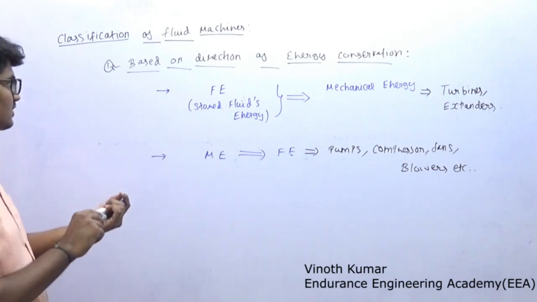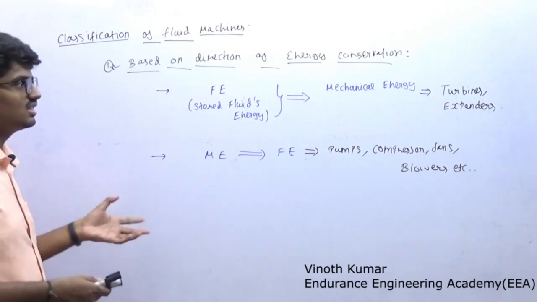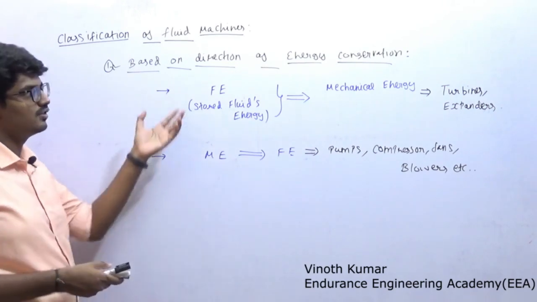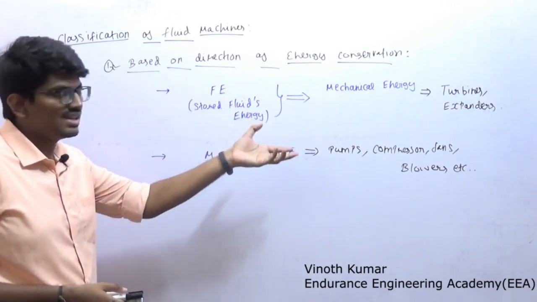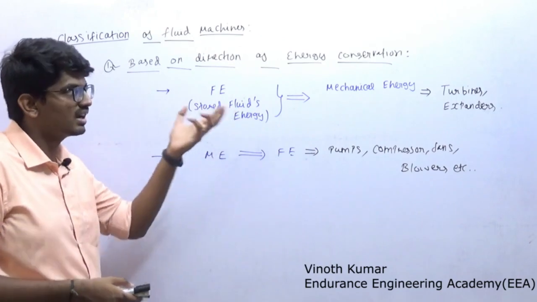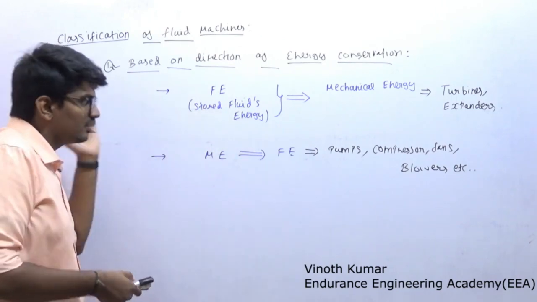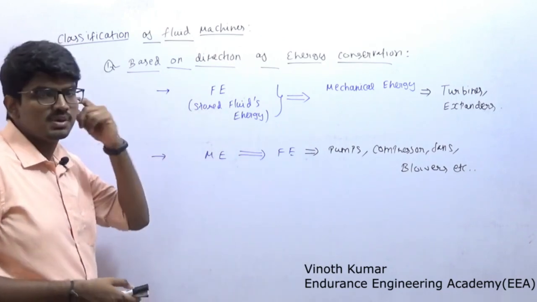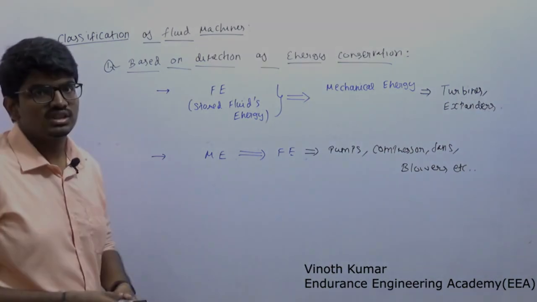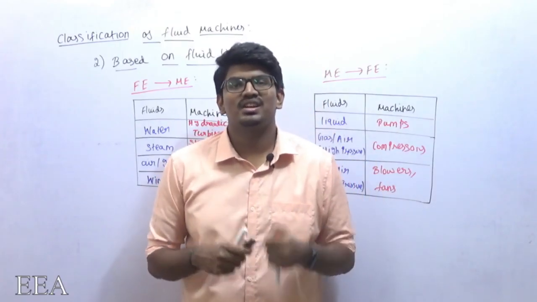So the first classification is how the energy is getting transferred. If energy is transferred from fluid to shaft, from fluid energy to mechanical energy, it is turbines and expanders. If mechanical energy is transferred to fluid energy, it is pumps, compressors, fans, blowers, etc. Let us start the next topic.